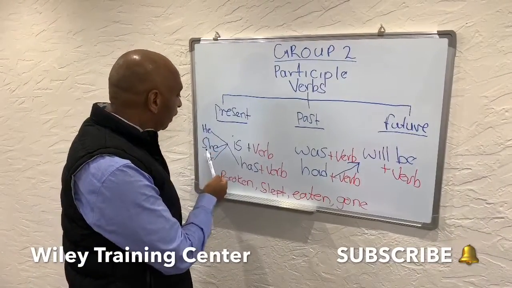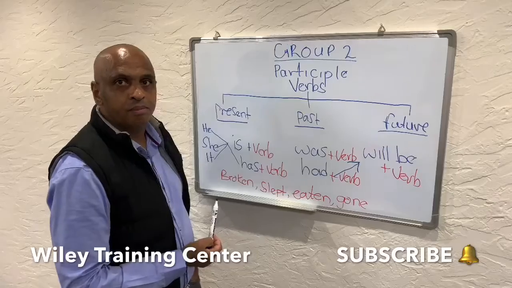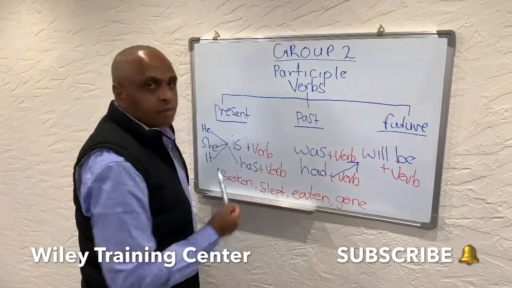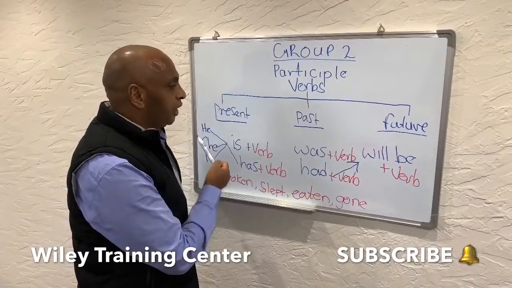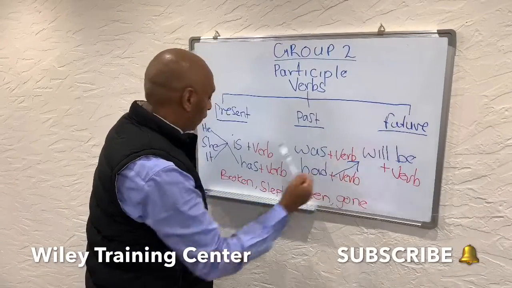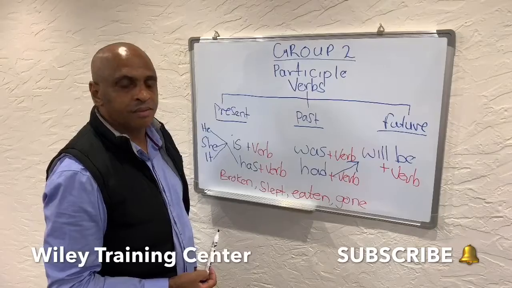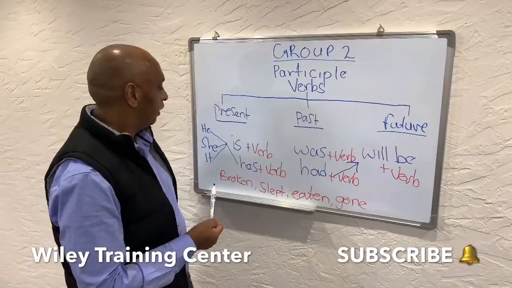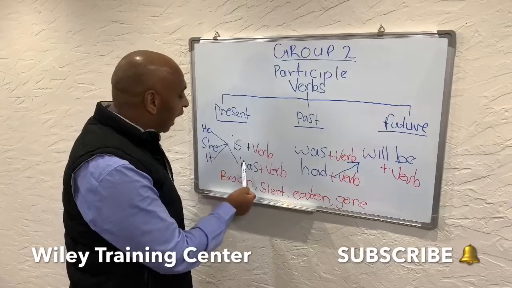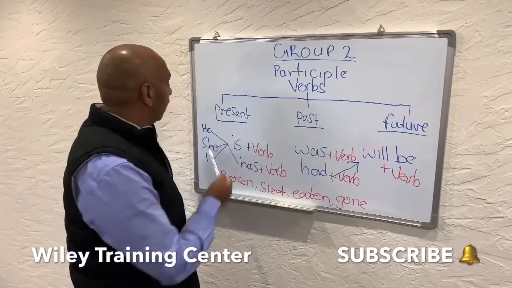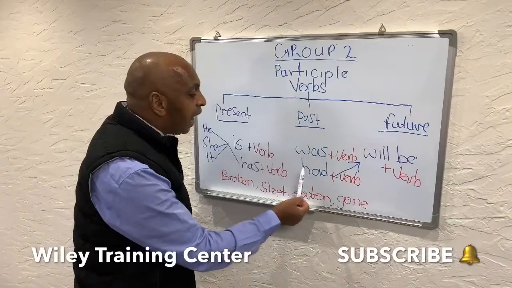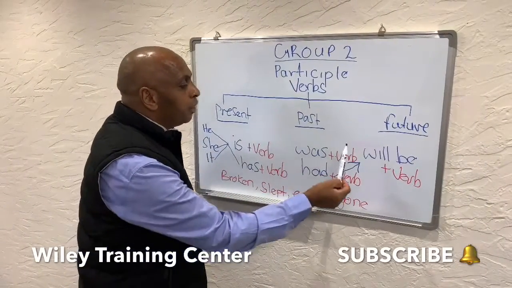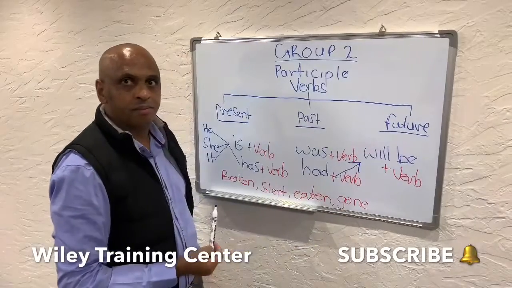He, she, it is broken. He, she, it was broken. He, she, it will be broken. Then we go to the second section using has. He, she, it has broken. He, she, it had broken. He, she, it will be broken.